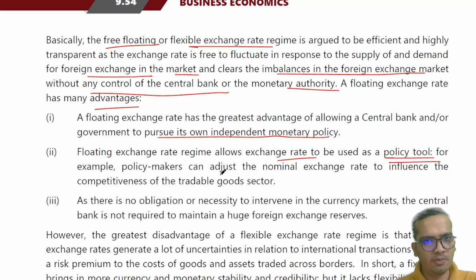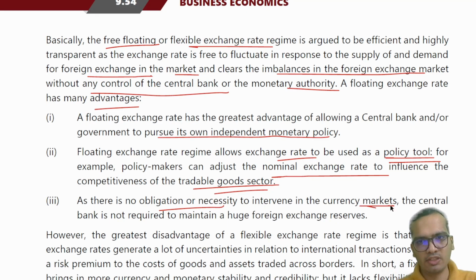For example, policymakers can adjust their nominal exchange rate to influence the competitiveness of the tradable goods sector. As there is no obligation or necessity to intervene in the currency market, the central bank is not required to maintain huge foreign exchange reserves.